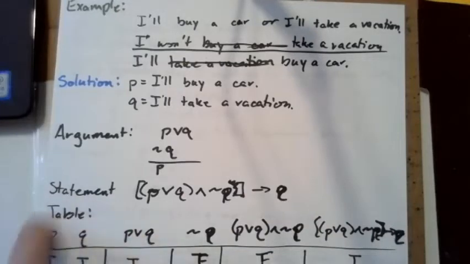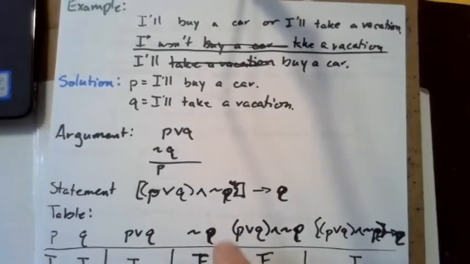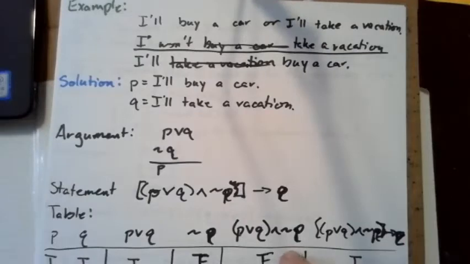Therefore, we set this up. Here is our or statement, P or Q. Well, that's true unless they're both false. Not P, true, true, false, false, true, true. So P or Q and not P is false, false, true, false.